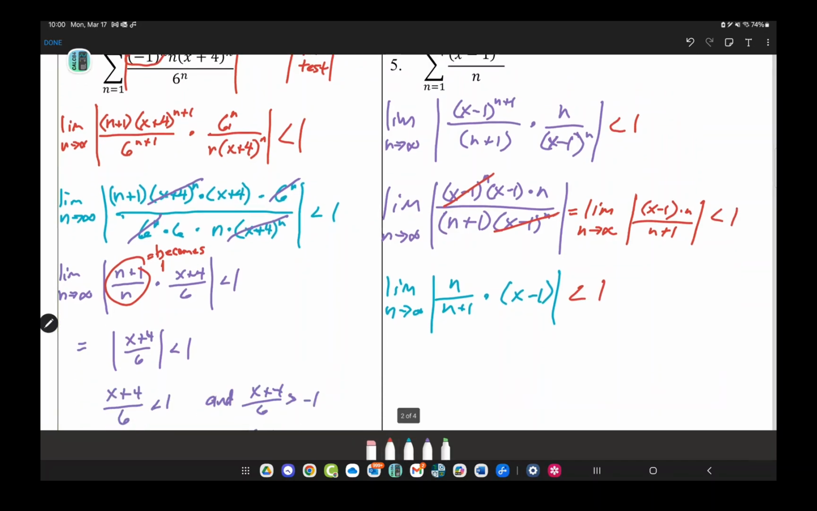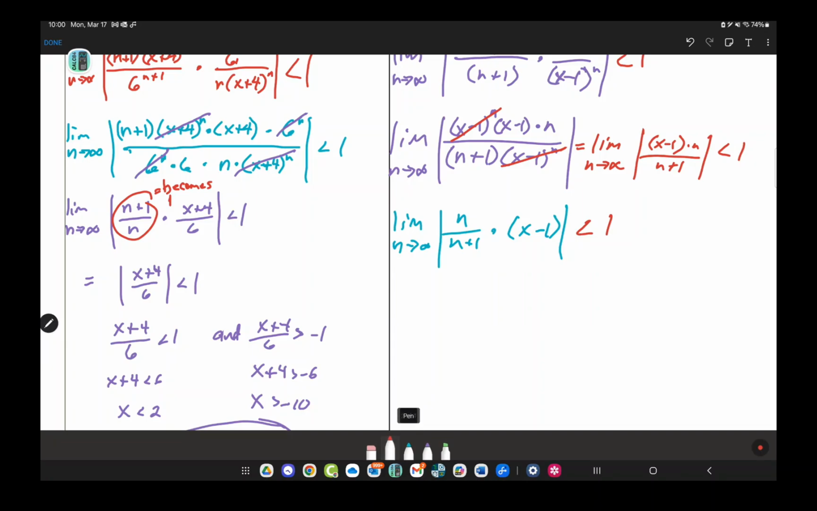So once we get to n over n plus 1, do we just get rid of that? Okay, what's the limit as this goes to infinity? It's 1. So this becomes just the absolute value of 1 times x minus 1. And the limit as this one approaches positive infinity, it's 1. So that's what we get.